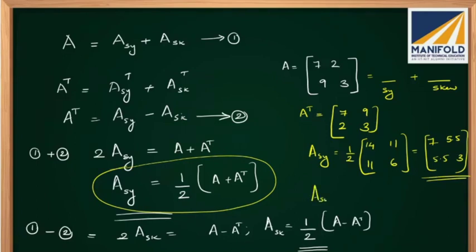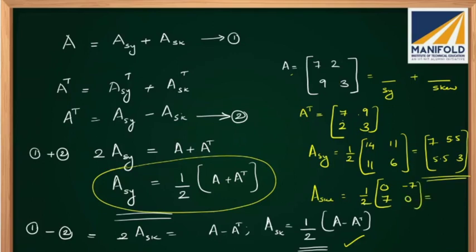I get the skew symmetric part as half times A minus A transpose. This is the relation which I need to do, right? So that is half times, what I need to do is A minus A transpose. This is A and this is A transpose. 7 minus 7 is 0. 2 minus 9 is minus 7. 9 minus 2 is 7. And 3 minus 3 is 0.